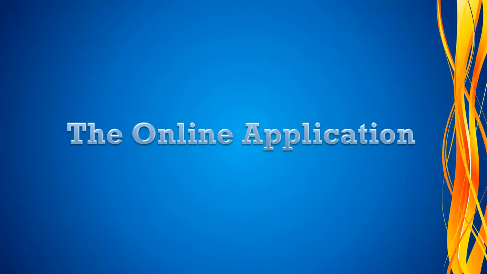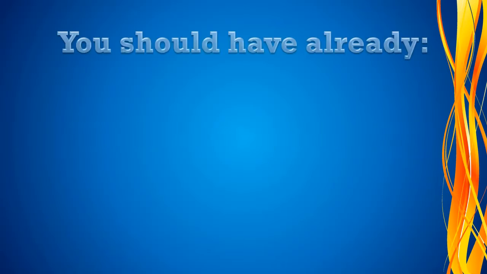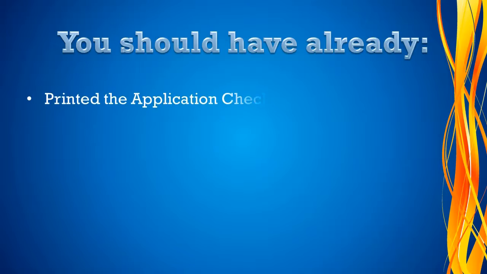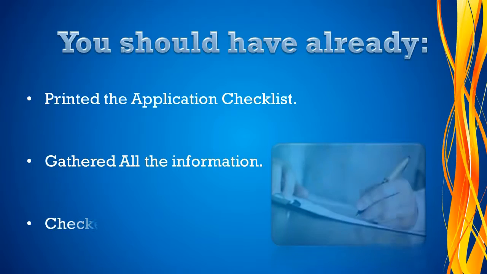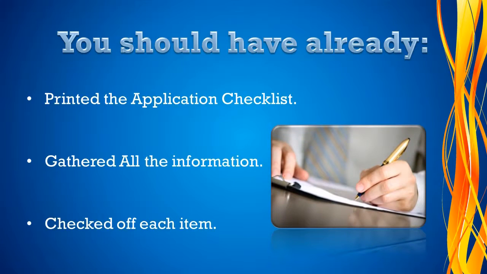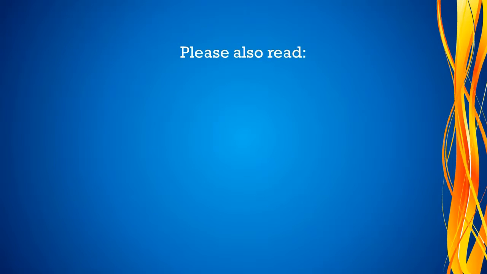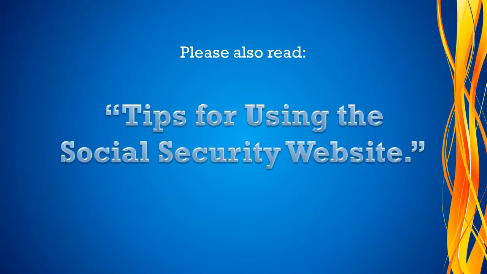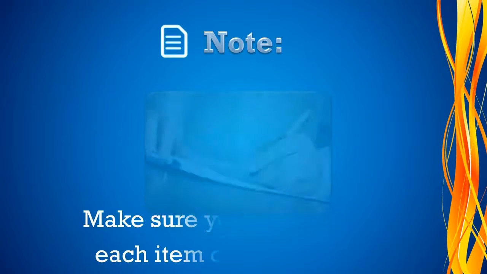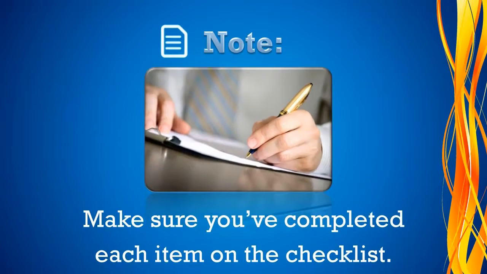Before we get started on your application, make sure you've completed the following steps. Step 1. You should have printed the application checklist and gathered all of the information and checked each item off of the list. Step 2. You should have read through the Tips for Using the Social Security website document, which is available in the resource section. Make sure you've completed each item on the application checklist before continuing on.